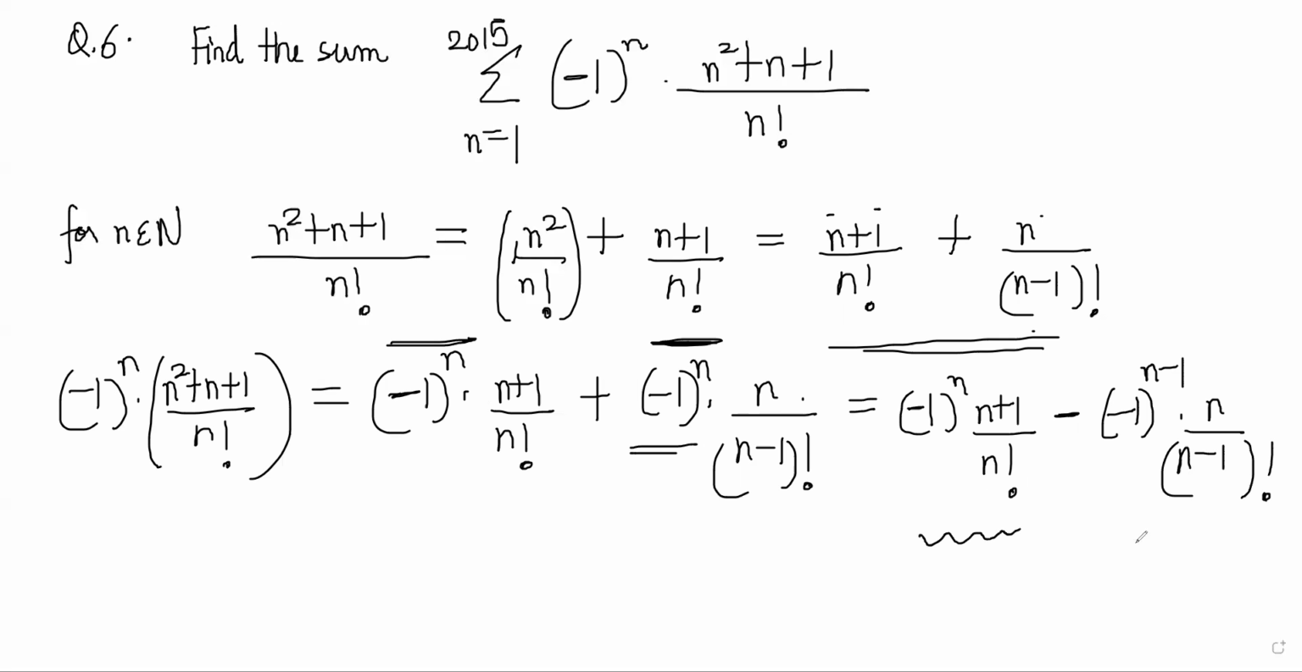What is the advantage of this? The advantage of this is now the first term and the second term will always have opposite signs, right? Why is that good? Because when you do telescoping series, when you try to do the summation till 2015 of this, it will be good to have opposite signs because the terms will keep getting cancelled now. So let's do the telescoping series.